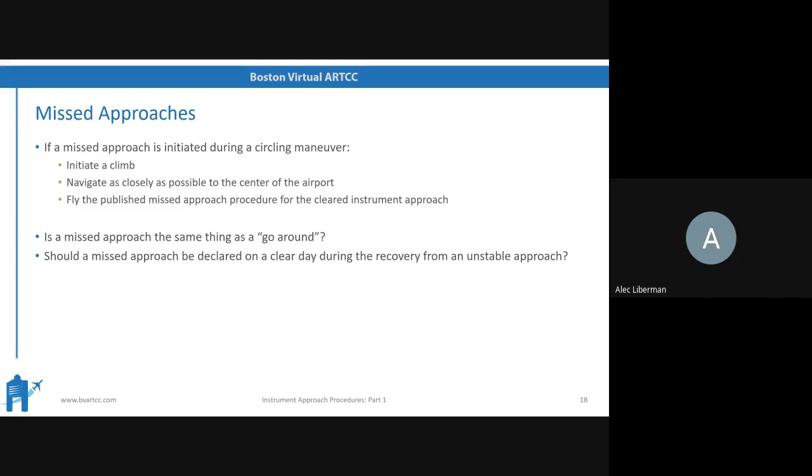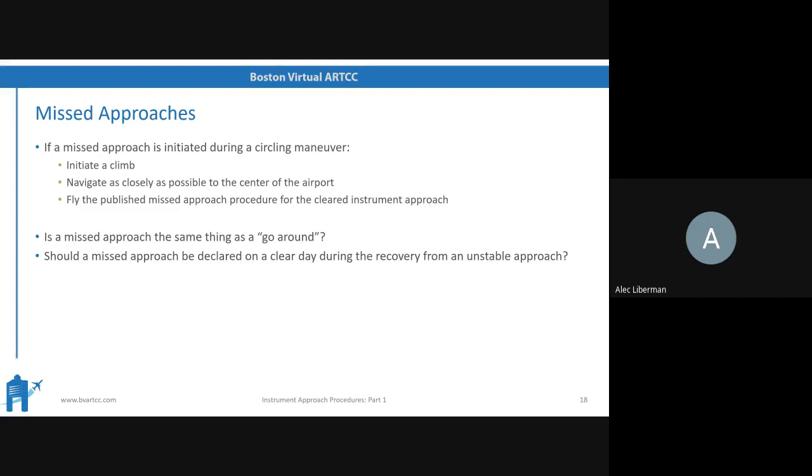Second question. Should a missed approach be declared on a clear day during the recovery from an unstable approach? A couple people saying yes. Derek says a go-around should. More yeses. So the answer to this is, I would say yes.